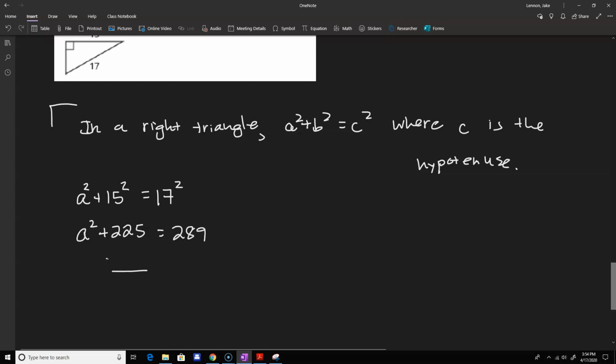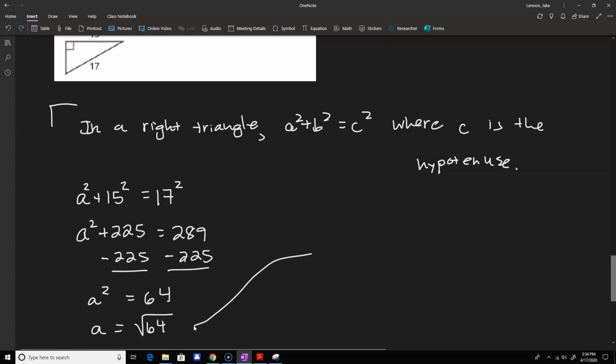So we subtract 225 from both sides. So we have a squared is equal to 64, which means a is equal to the square root of 64. So we get our missing side. A is equal to 8. Again, we don't have to worry about any plus or minus here because we know all the lengths have to be positive values. So that's all you have to do there. Make sure your hypotenuse is on the right side of the equation, plug in the numbers that you know, and solve for the one that's missing.